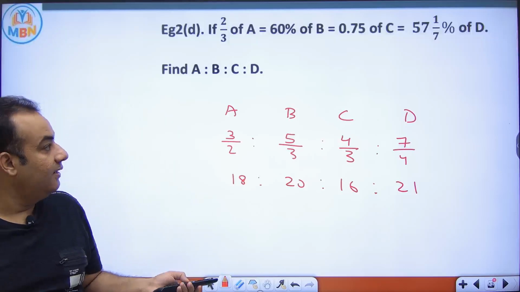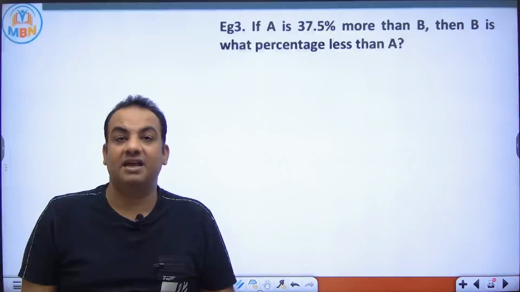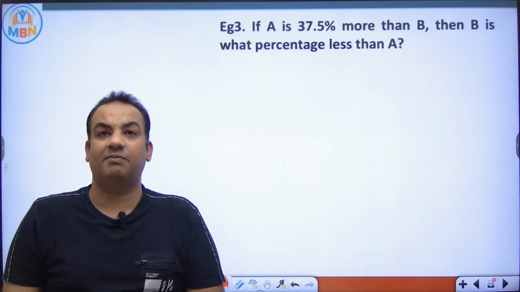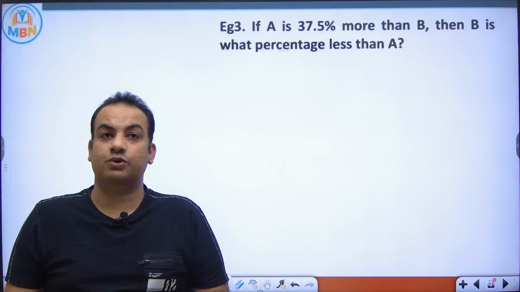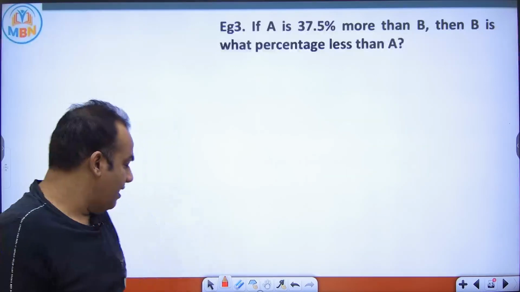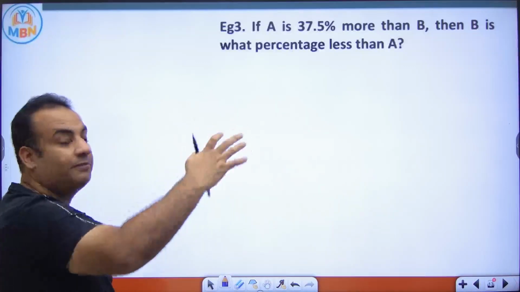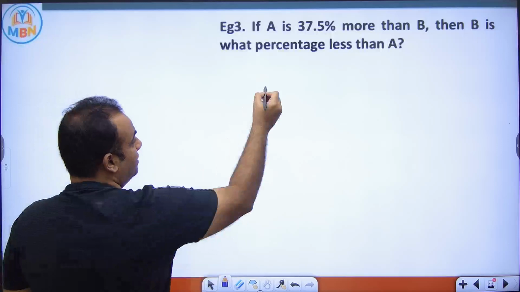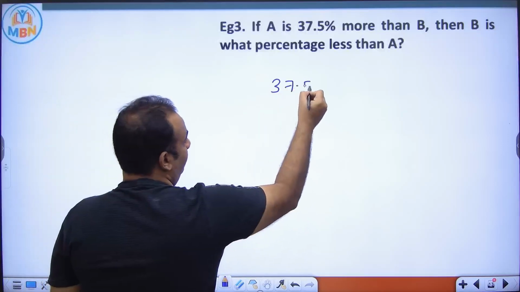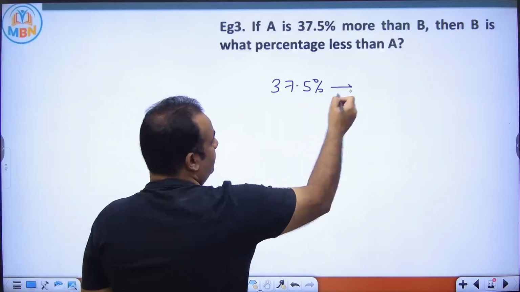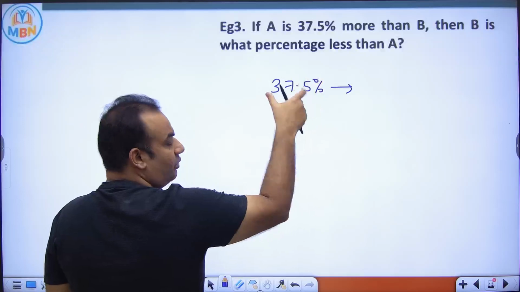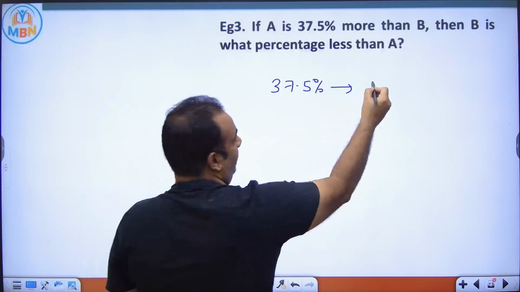Okay. Now, the next question is: A is 37.5% more than B. Then B is what percentage less than A? Whenever you get this kind of question, that A is 37.5% more than B, the first step is you should know what 37.5% is. 37.5% is triple of 12.5%. 12.5% is 1 by 8. So this is 3 by 8.